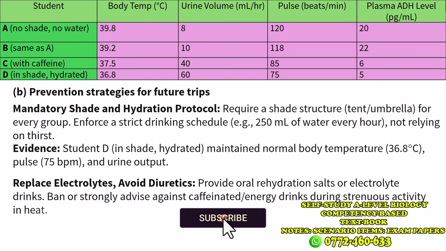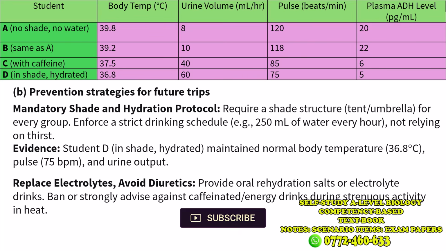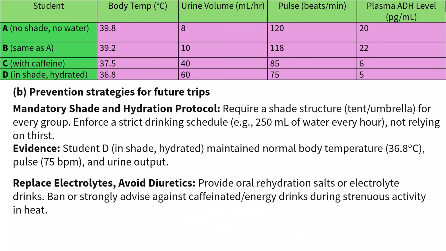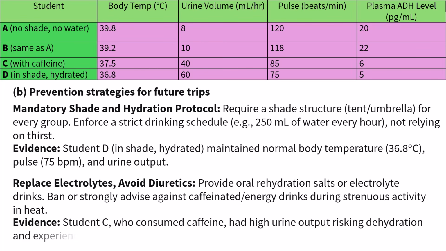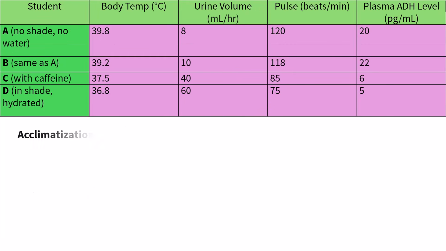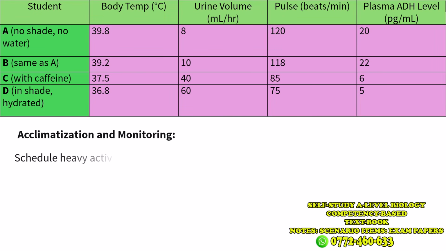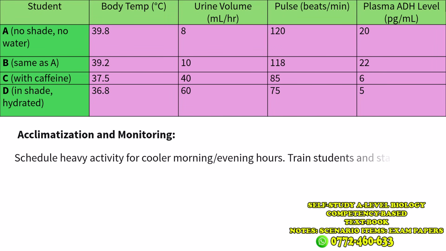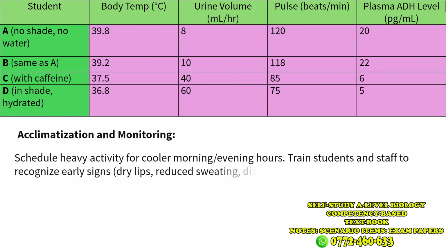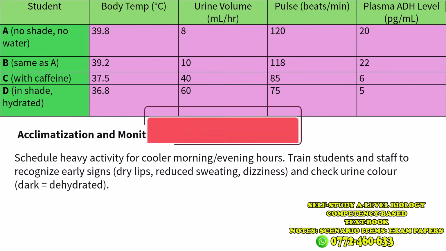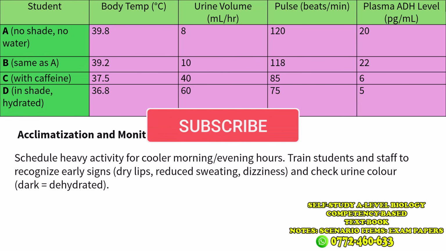Ban or strongly advise against caffeinated or energy drinks during strenuous activity and heat. Evidence: student C, who consumed caffeine, had high urine output, risking dehydration, and experienced muscle cramps, indicating electrolyte loss. Acclimatization and monitoring. Schedule heavy activity for cooler morning or evening hours. Train students and staff to recognize early signs, for example, dry lips, reduced sweating, dizziness, and check urine color. Dark color means dehydrated.